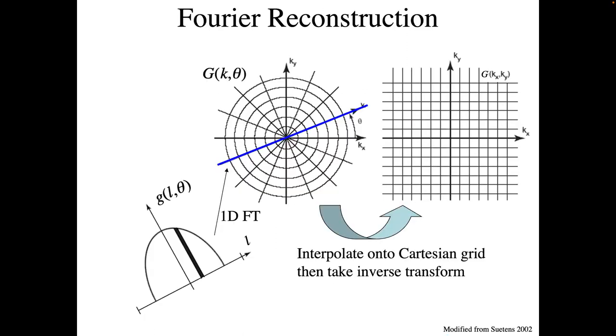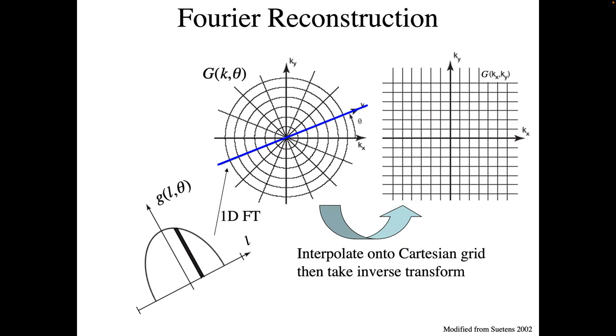So the practical implications of this are pretty profound, actually. If this is my g_l theta that we've measured on our detector, I can just take a one-dimensional Fourier transform, and that gives me a sample through the Fourier transform of my image along some angle. If I do that at many different thetas, I will wind up with this polar sampling of the Fourier space of my object. So if I interpolate this function onto a rectilinear grid, I could then just do the inverse 2D Fourier transform and have my picture. That's kind of a cool thing.